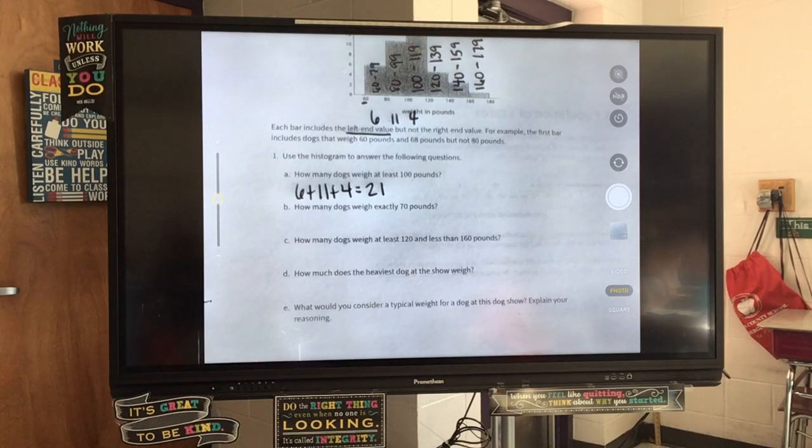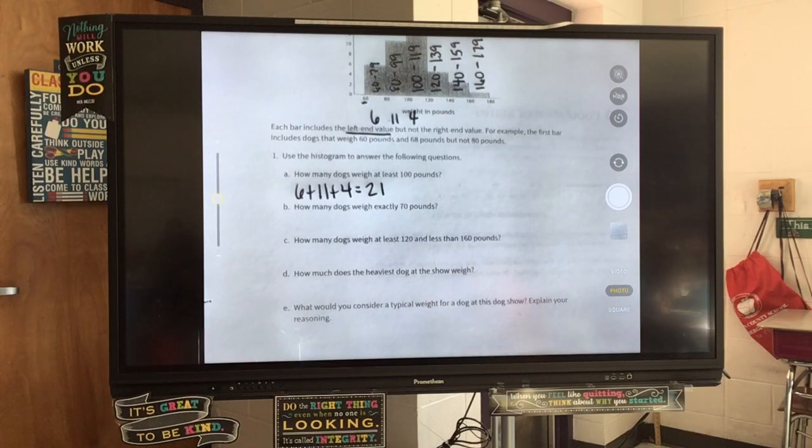All right, how many dogs weigh exactly 70 pounds? Do we know? So not looking at the dot plot. Let's just focus on the histogram. Remember I said we're only using the histogram to answer these questions. So, what do we think? How many dogs weigh exactly 70 pounds?